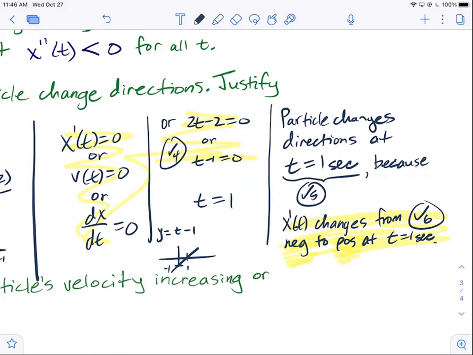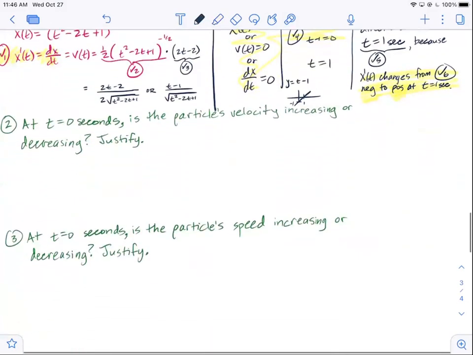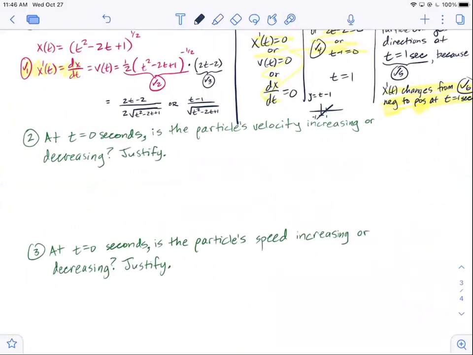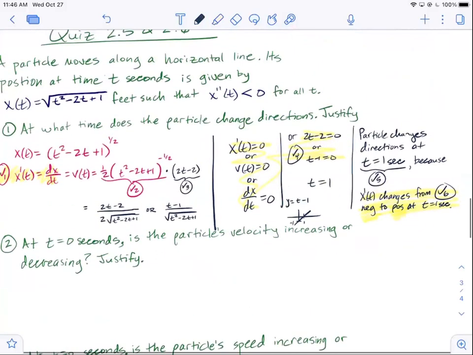Comments, questions? We good? Cruising right along. At t equals, yeah, that's the 6th check, right? 1, 2, 3, 4, 5, 6.